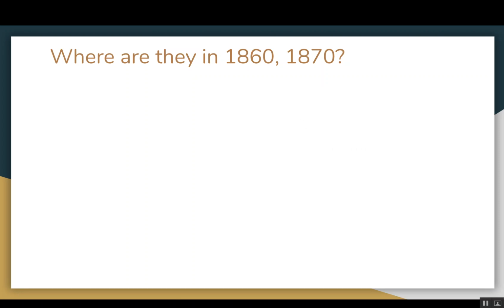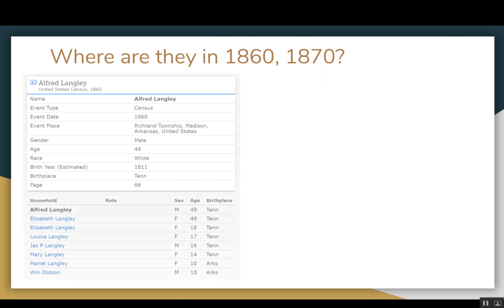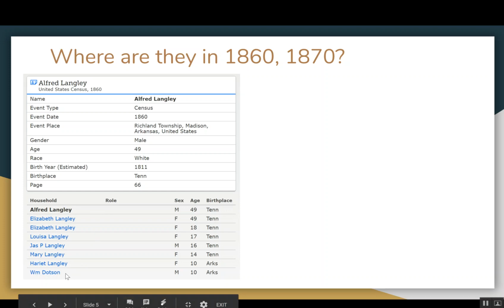Okay, so we've got them in the 1850 census, so let's go forward, and where are they in the 1860 and 70? So here's Alfred Langley. It's spelled the same way as Chris shared with us, and now he's in Madison County, Arkansas. Here's his family. This is what it looks like. There's also a William Dotson. Doesn't look like they've had more children.